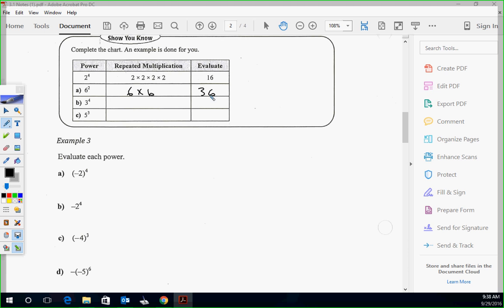3 times 3 times 3 times 3. Okay, and do you know what that is? 9, 27. What's 27 times 3? 81. Okay, so the reason I asked you that is because that's a mental math thing.